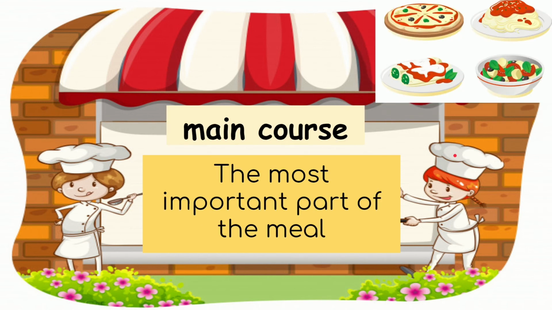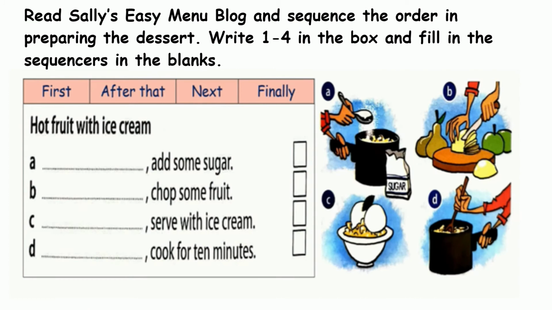The main course. The main course is the most important part of the meal. So you can see in the picture here we have pizza, spaghetti, some burritos, and maybe some bowls of noodles or rice. It's known as the main course.